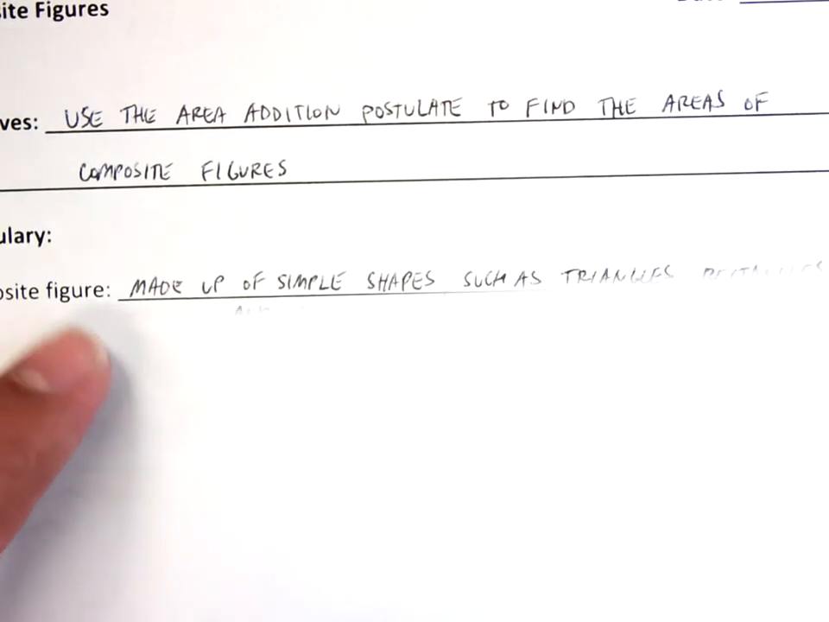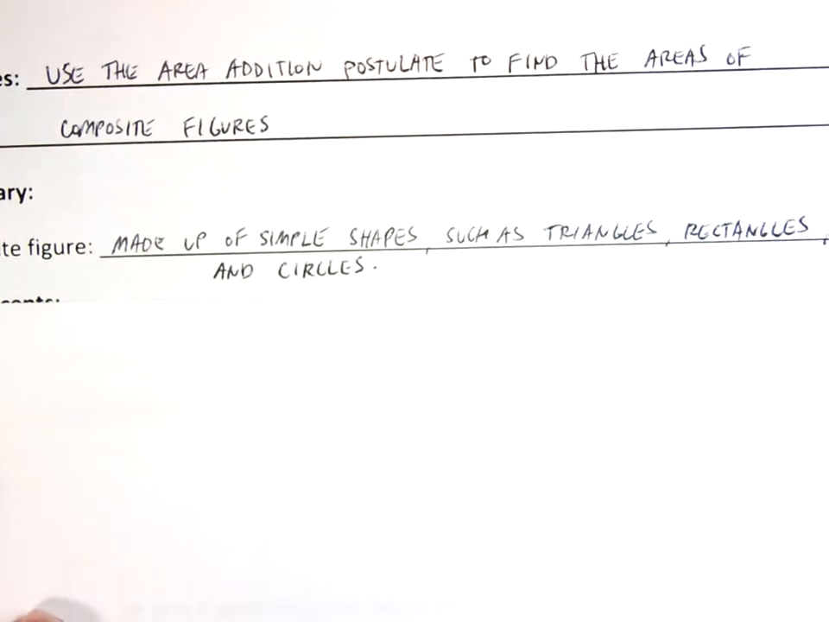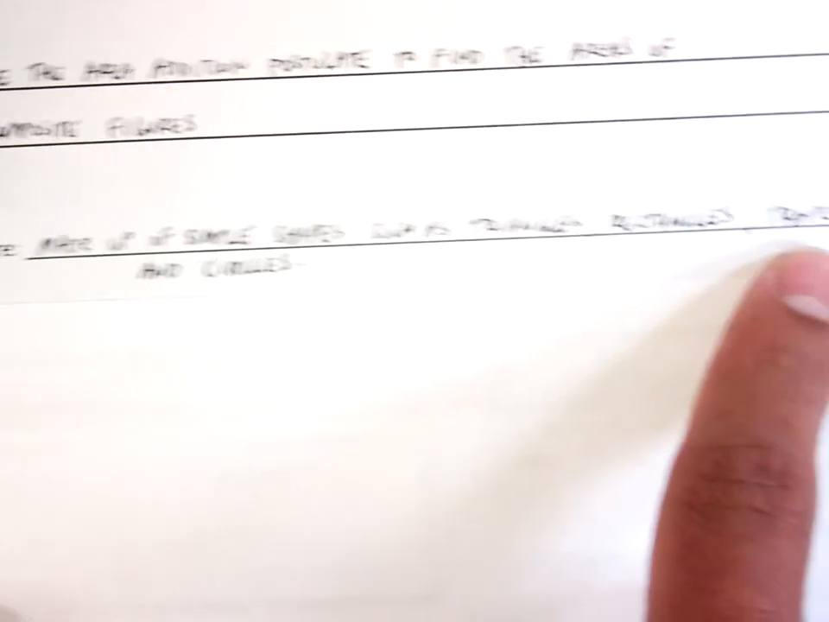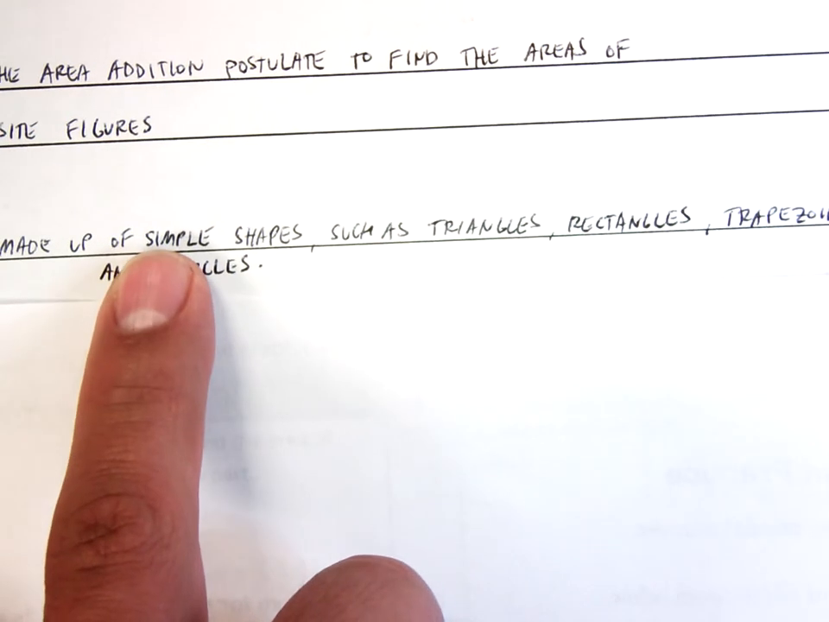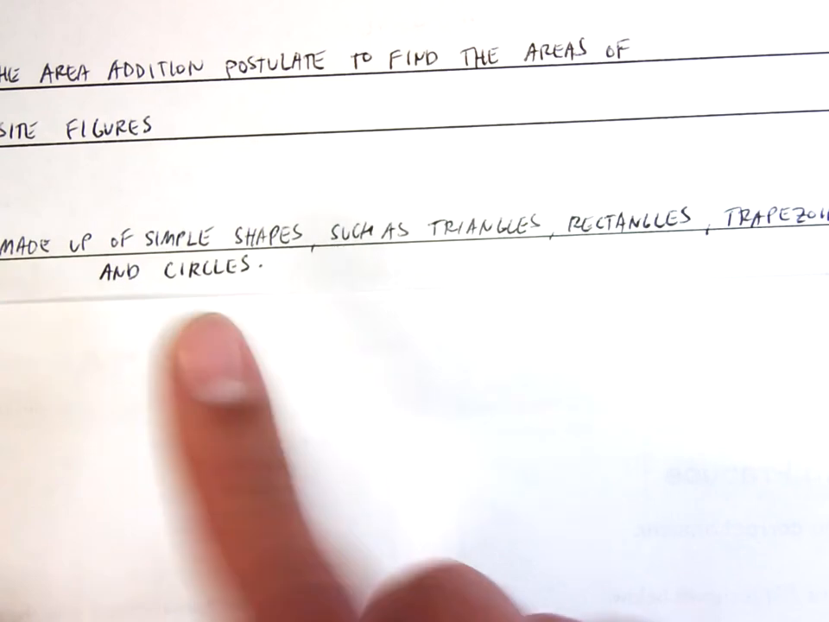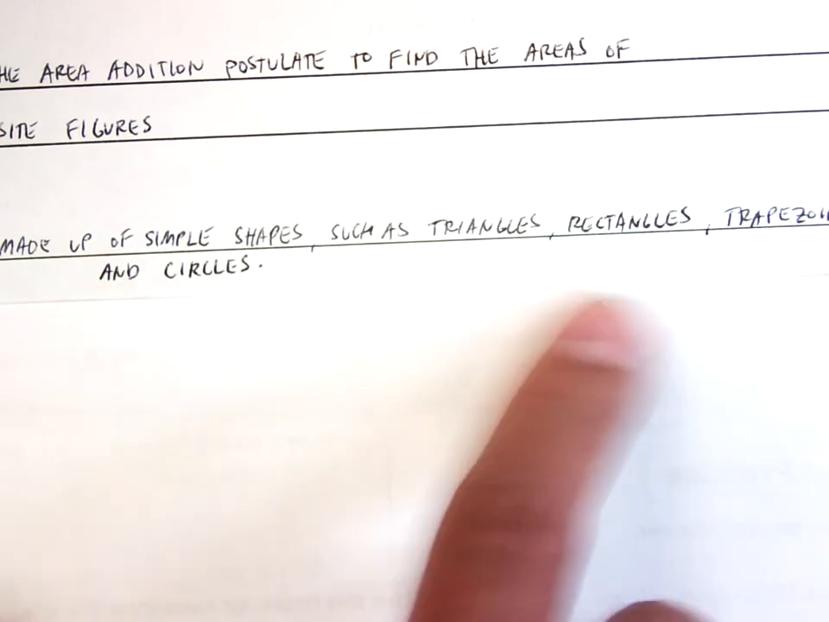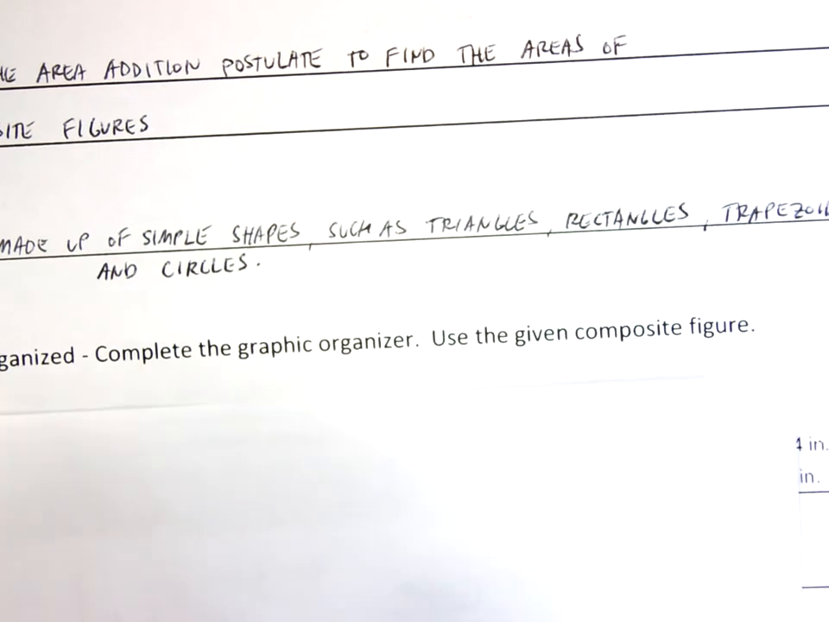Okay, so what is a composite figure? A composite figure is made up of simple shapes such as triangles, rectangles, trapezoids, and circles. So you get a bunch of these little smaller shapes, you put them together, and you get a composite shape. That's all it is. So let's do a problem.